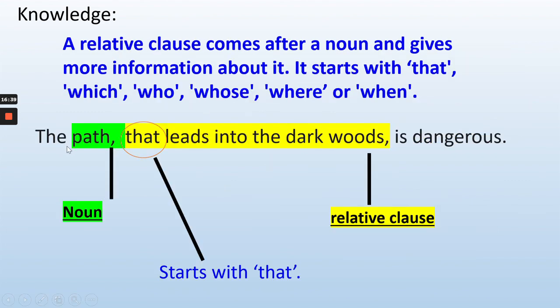And have a look at this one. The path that leads into the dark woods is dangerous. The path is the noun, and then the relative clause tells us more information about the path. Which path? Oh, the path that leads into the dark woods. The part in yellow is the relative clause, and this relative clause starts with that, which is one of the words that relative clauses can start with.